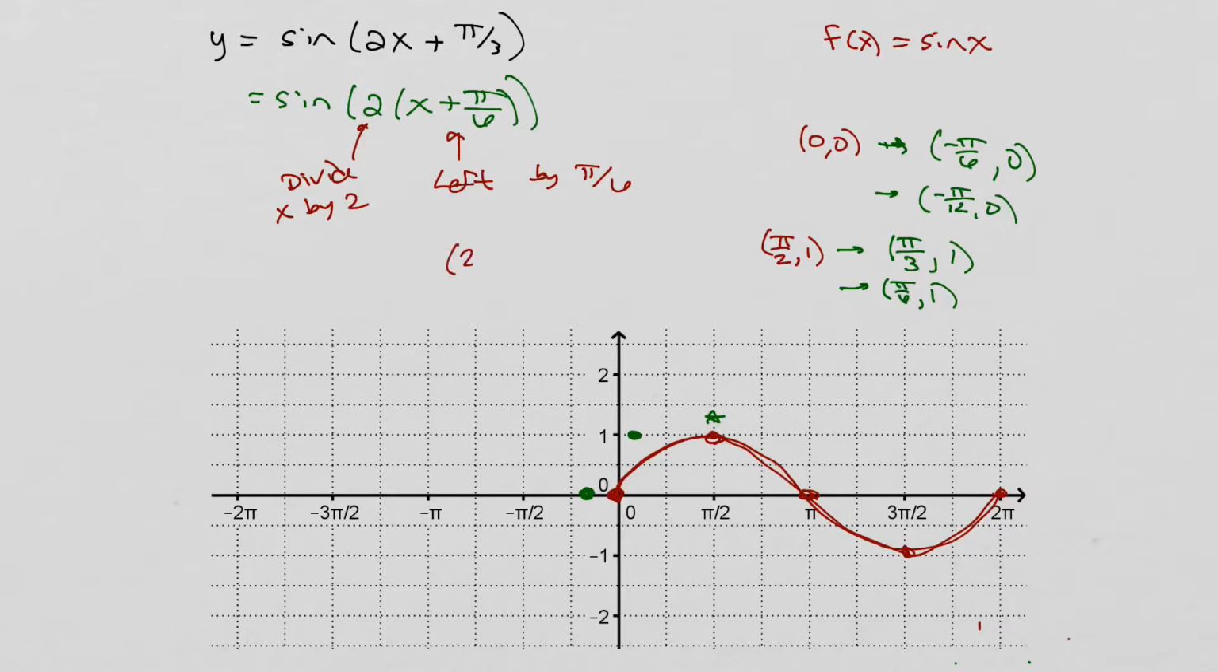So let's go to this last point, 2 pi comma 0. Here I will shift it left by pi over 6, so that's 12 pi over 6 minus 1 more gives me 11 pi over 6 comma 0. And then if I divide the x value by 2, I get 11 pi over 12 comma 0. So this point gets shifted to 11 pi over 12 comma 0, and it's going to look something like this. Okay. So it got compressed because of the 2, and it got shifted to the left because of the plus pi over 6.